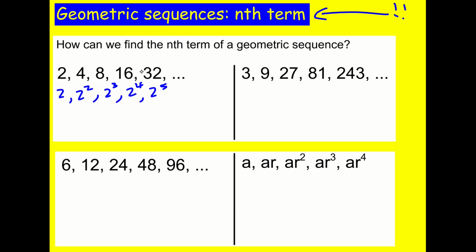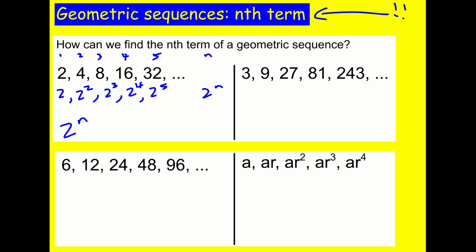So you can see that every time it's just 2 to the power of whatever the term number is. Remember, this is term 1, 2, 3, 4, 5. So I want the nth term, term number n, it's going to be 2 to the n, and I've got my nth term. They're going to get more complicated than this, but that is a good starting point. Basically, n is always going to be in the power, because we're timesing by a common multiplier each time.